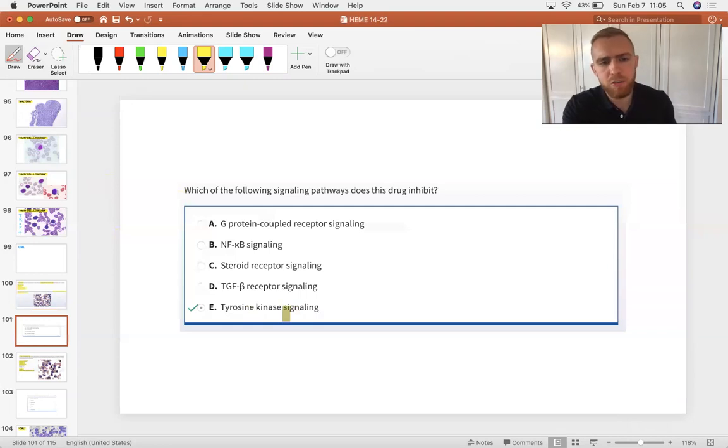And then the answer to CML is defined by the Philadelphia chromosome, which is a fusion product, BCR-ABL, and it's going to produce an overactive tyrosine kinase. So you need to know that imatinib is a tyrosine kinase inhibitor that is frontline for almost every CML. I would say every CML because, again, CML is defined by the Philadelphia chromosome.